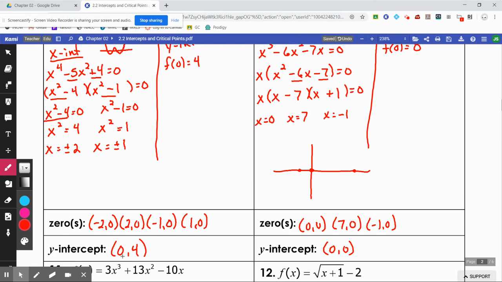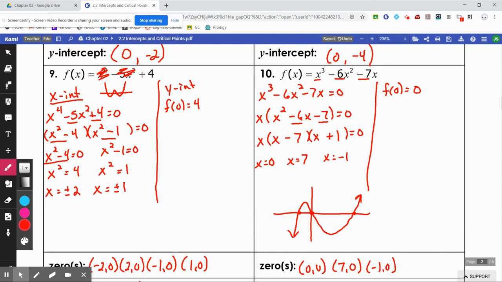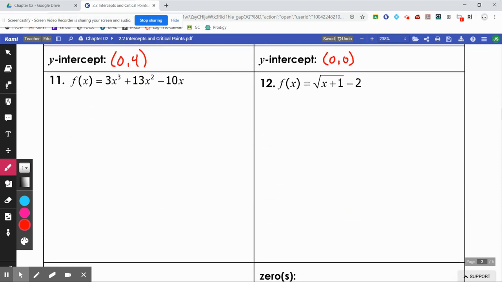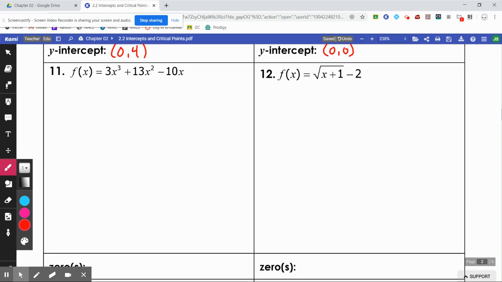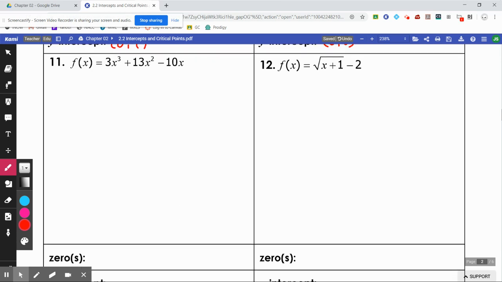Now this graph would look something like this. It comes up, comes back down, and then it actually goes back up, and that's an x^3. That's the normal shape of an x^3 graph. Number 11. And we're going to have the same basic shape on this one. Let's start out by finding our zeros or our x-intercepts.